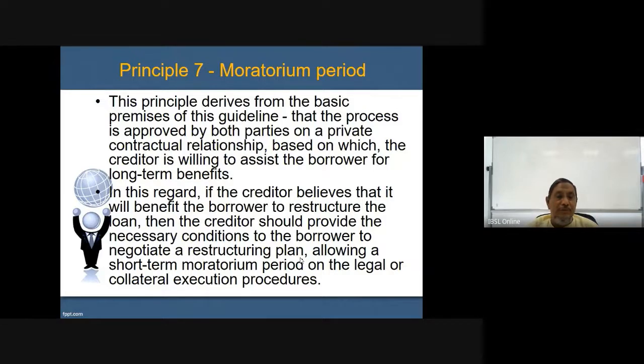That is moratorium. In this regard, if the creditor believes that it will benefit the borrower to restructure the loan, the creditor should provide the necessary conditions to the borrower to negotiate the restructuring plan, allowing a short-term moratorium period on the legal or collateral execution procedures. What is moratorium? I think we had discussed this in the last session. It is extending the repayment period for a shorter period.